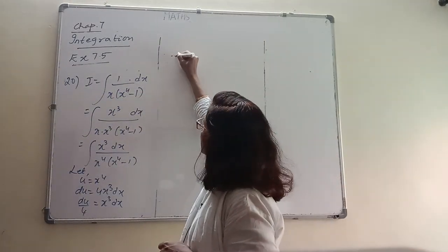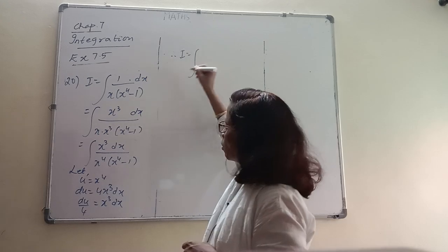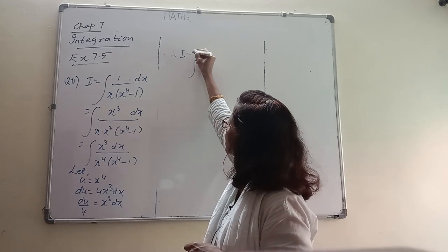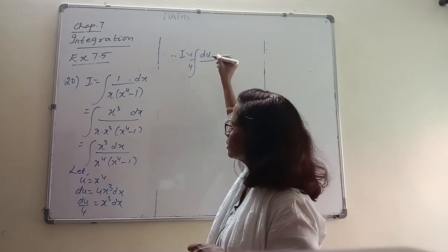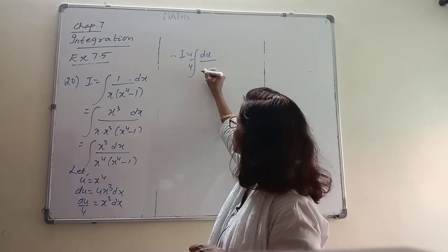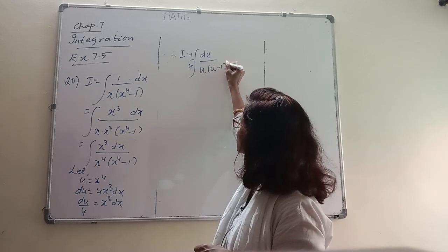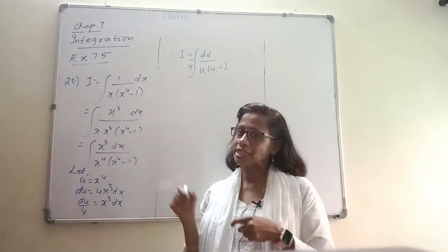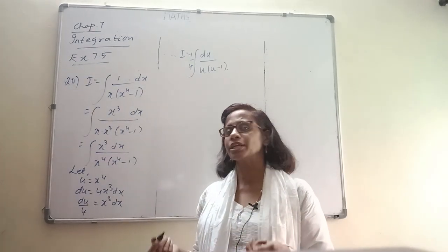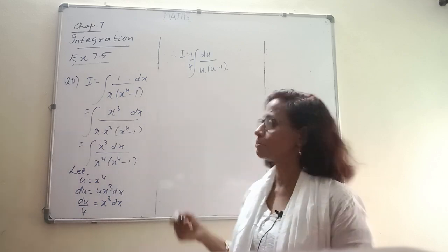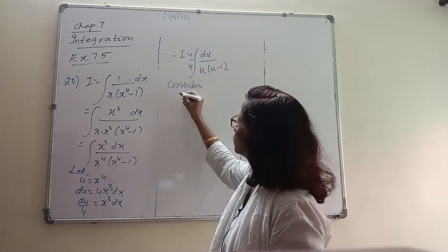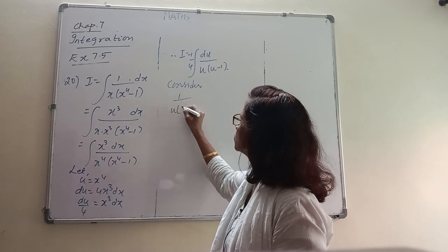So I now becomes the integral where x cube dx is du over 4 for us. Let's have the 4 out. And because x raised to 4 is u, it is u times u minus 1. Now it's pretty easy because the denominator factors are linear. If we use partial fractions, then the integration is going to be really simple. So let's consider 1 over u times u minus 1.